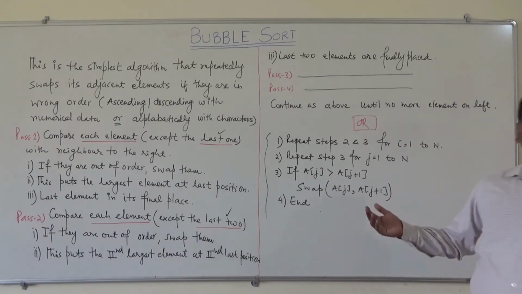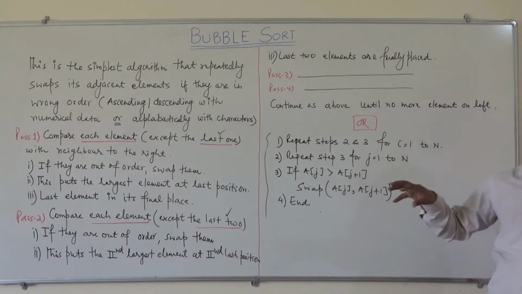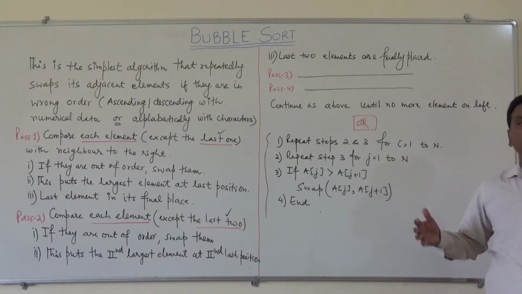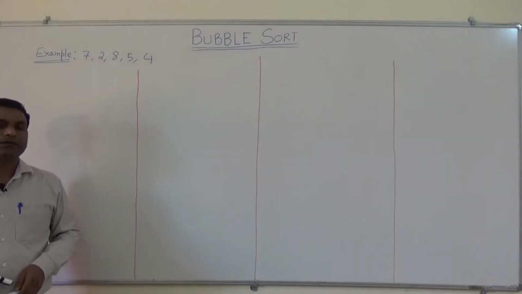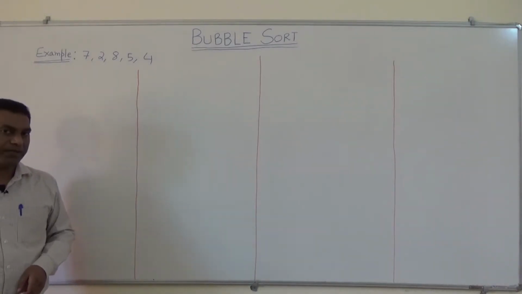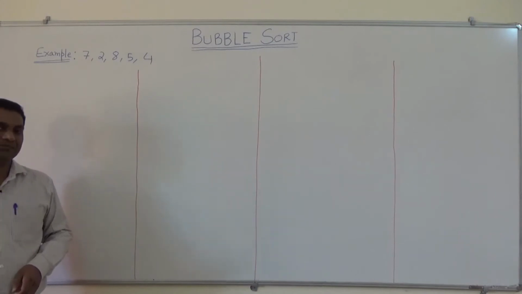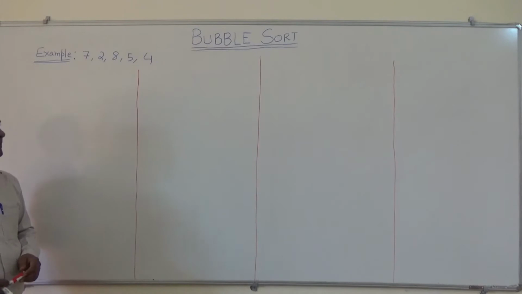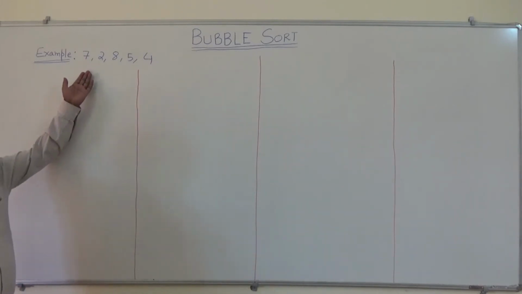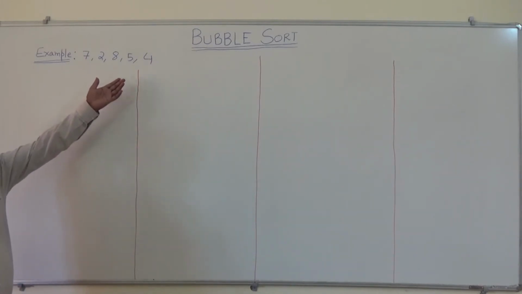Now we will see this bubble sort. We will apply this bubble sort in an example. Now let us see how it happens. Now we will sort an unsorted array by using the example. So this is the example of an unsorted array. It contains 5 elements: 7, 2, 8, 5, 4.